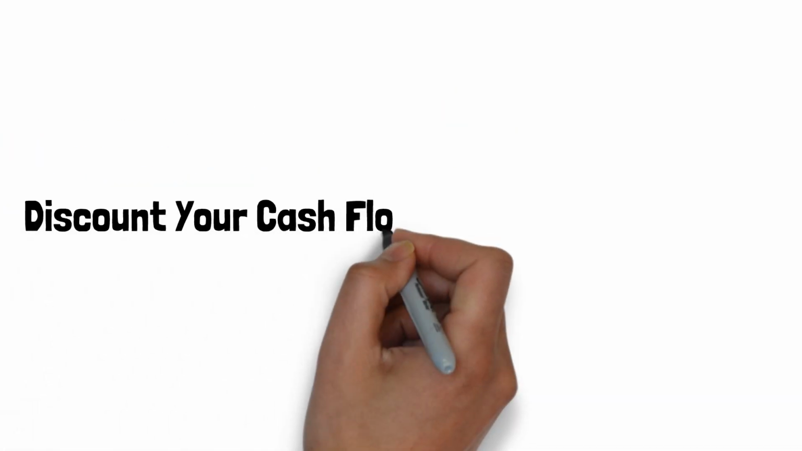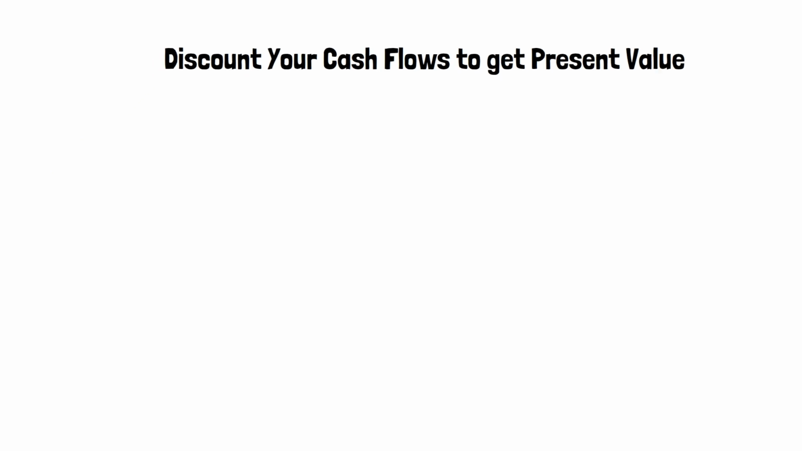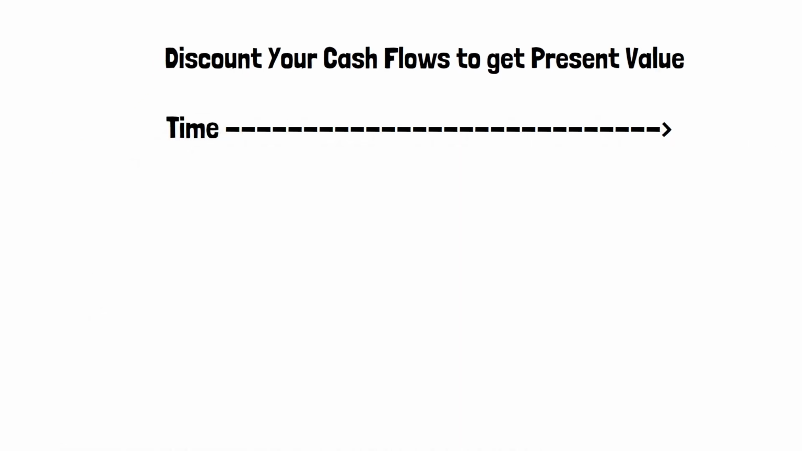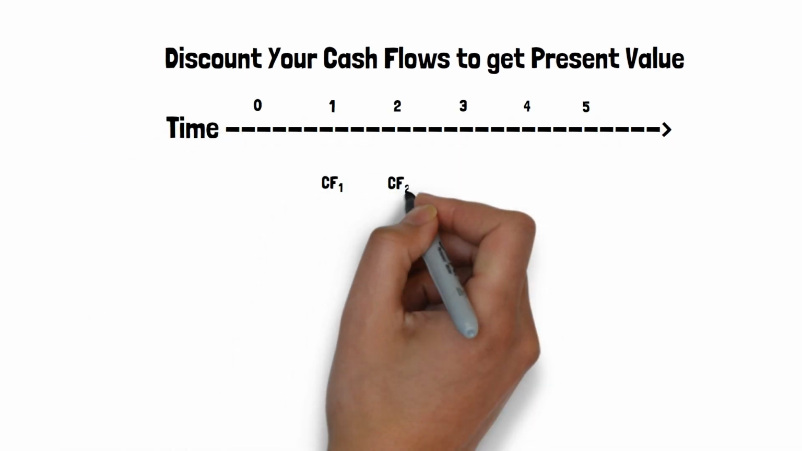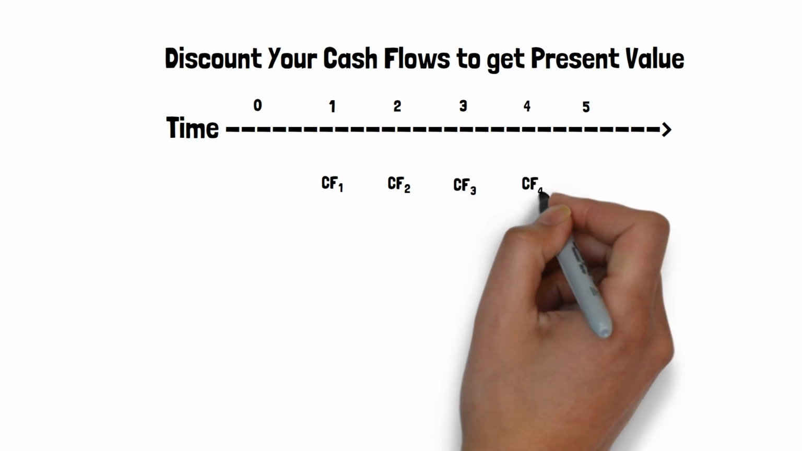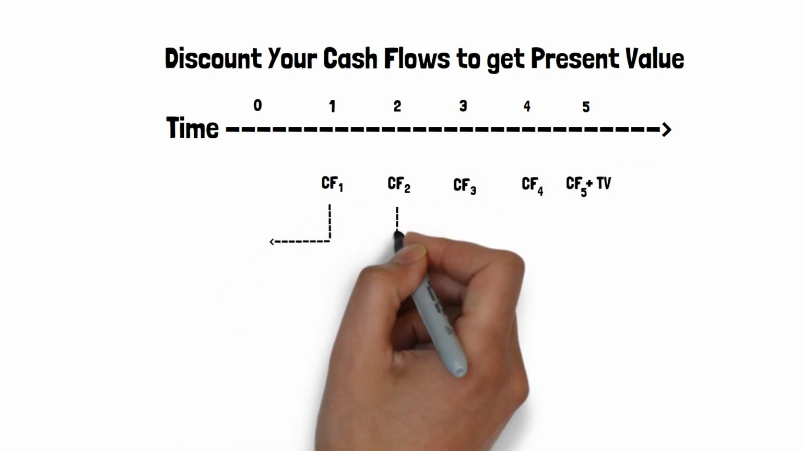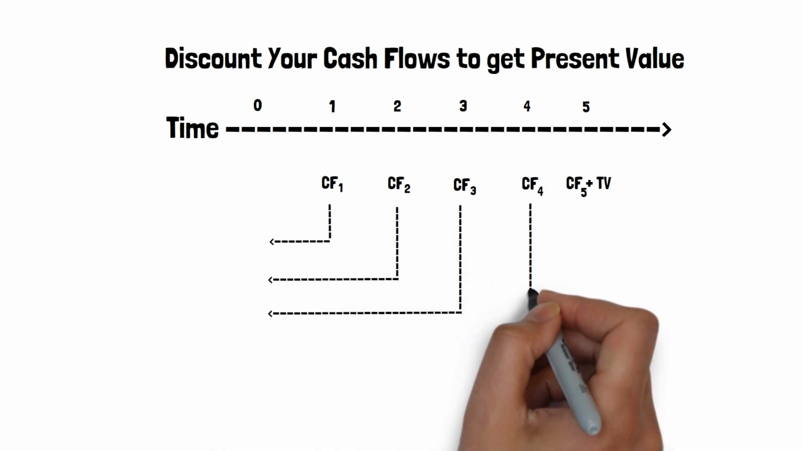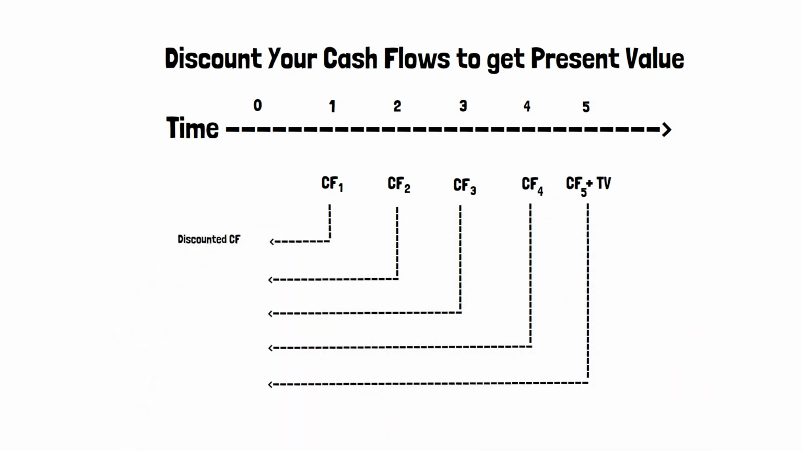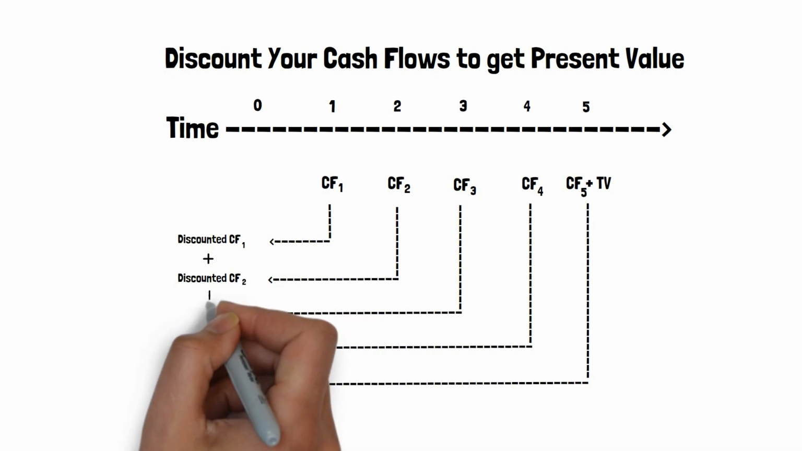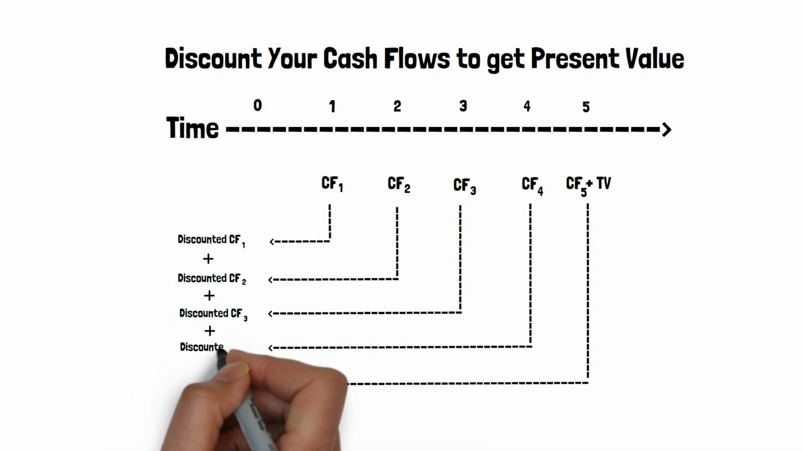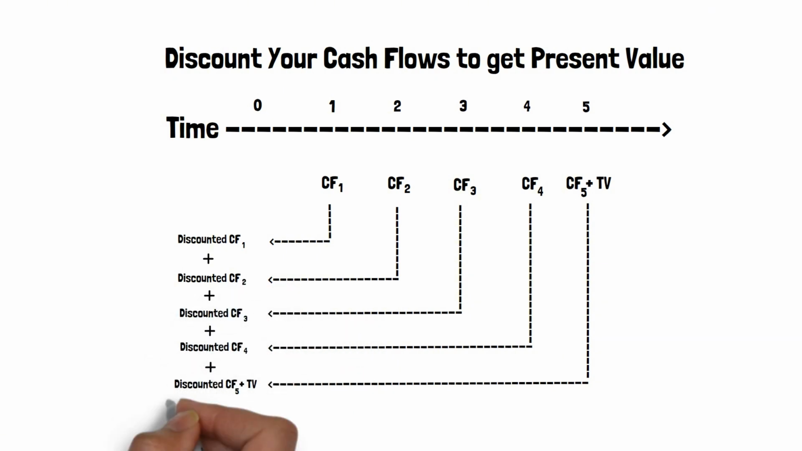Discount your cash flows to get present value. Once you have calculated your cash flows, projected out 5 years, your WACC for your discount rate, and your terminal value, discount each of your 5 cash flows plus your terminal value to today. The summation of all that will equal your total discounted cash flow value. This should be the enterprise value if you're using WACC and unlevered free cash flows.